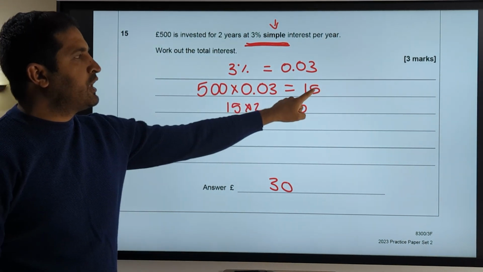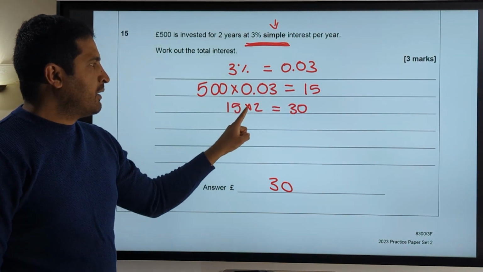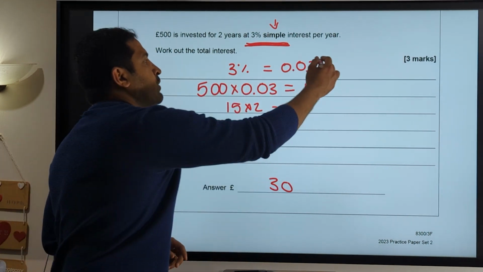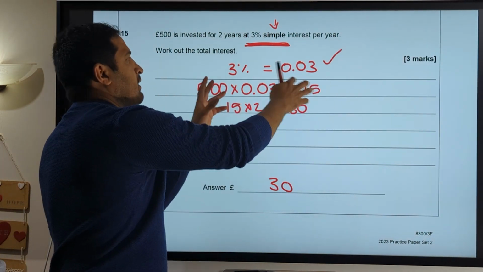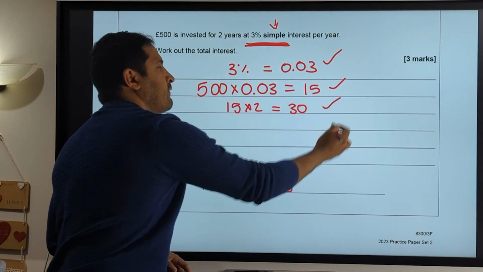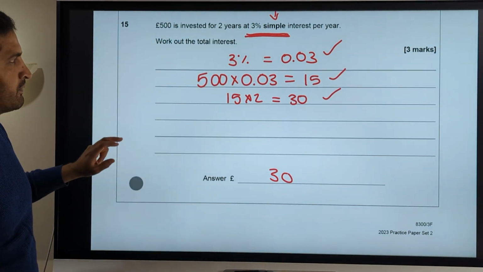So if you got 15, that would get you the first mark. Multiply 15 by 2 to get 30, gives you the second and third mark. So whatever you did to work out 0.03 or something gets 1 mark, 2 marks, and getting the final answer is your third mark.